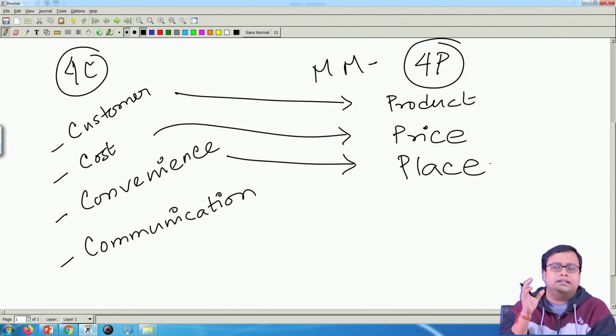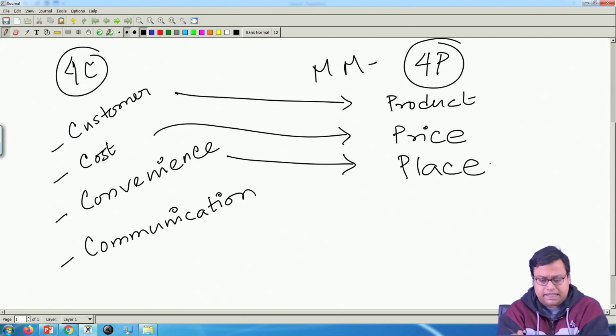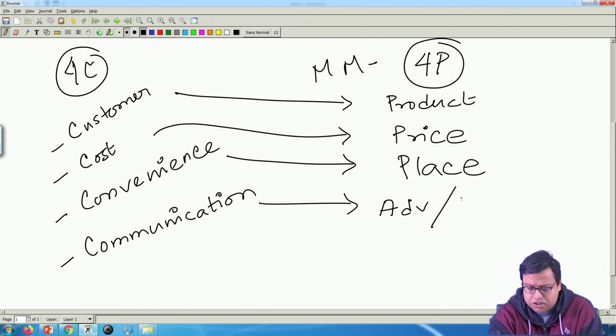Will you take the returns from his doorstep again? Will you take the returns from a small shop where he goes and just drops it, or whether you will want to take the return in the warehouse directly? So, all of these combinations, which price, which place, which product, all this combination creates the marketing mix. And the last one is the communication, basically what kind of advertisements or promotions.